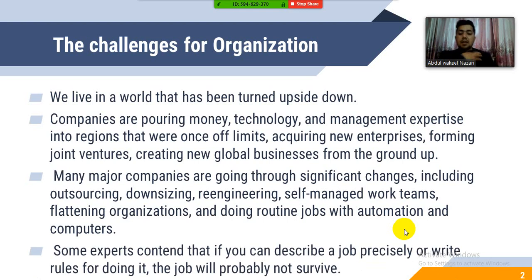Some experts contend that if you can describe a job precisely or write the rules for doing it, the job will probably not survive. Look, inside the organization, once we design a job, we specify the job description and the specification. We say this is the role and responsibility of the person, and he or she will not do the rest, will not do extra activity. We mention that the job is only up to a limited scope.